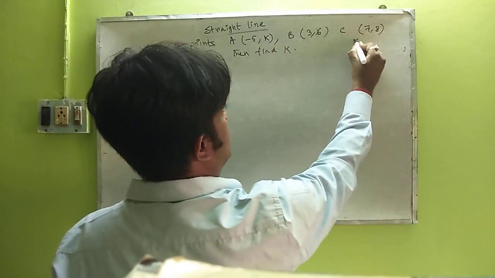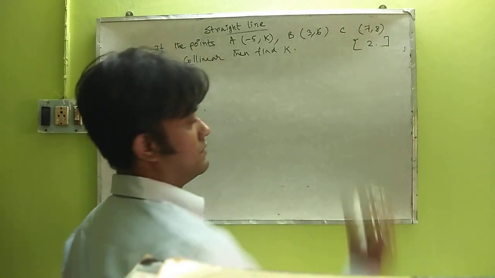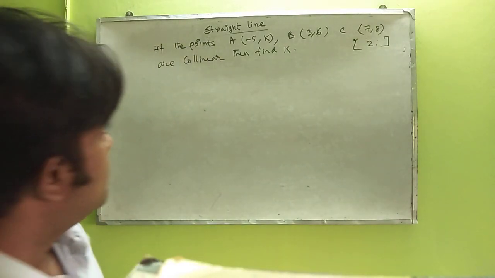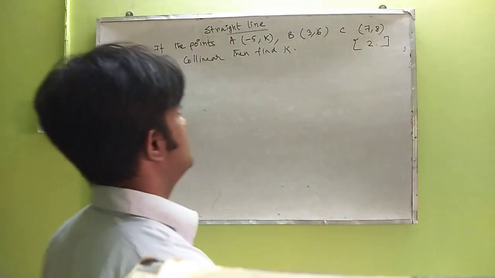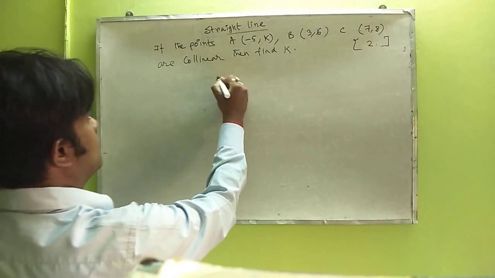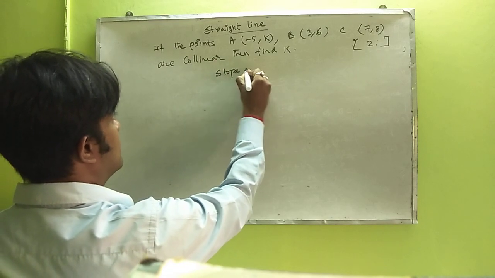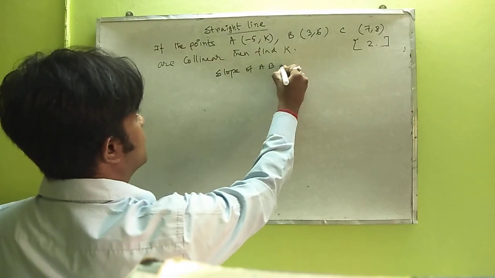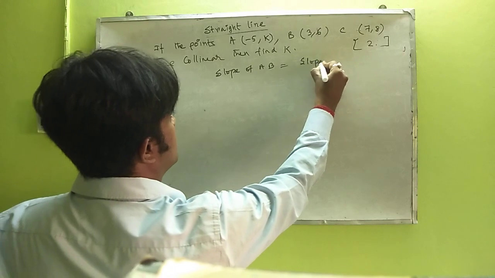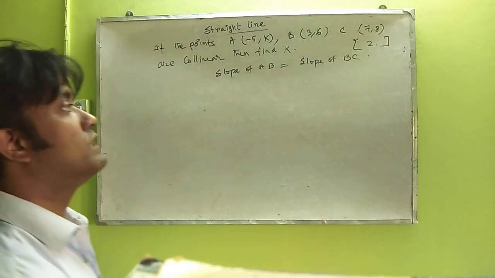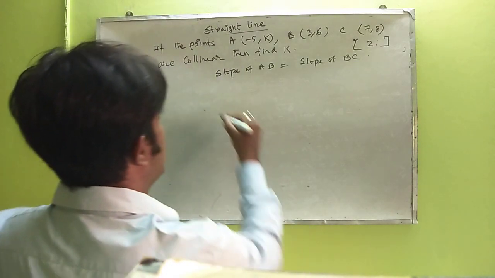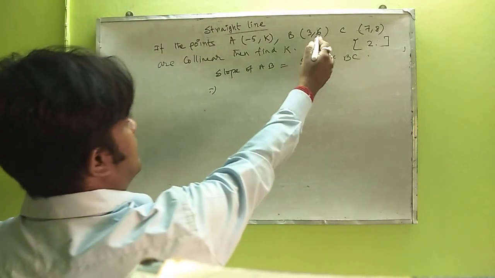It is a 2-mark question. So A, B, C are collinear, like the same process. Slope of AB will be slope of BC. You must mention that A, B, C are collinear points. So what will be the slope of AB?